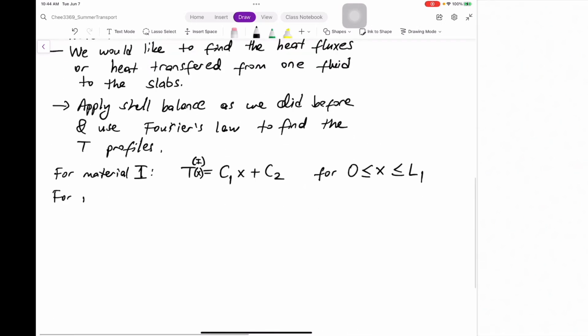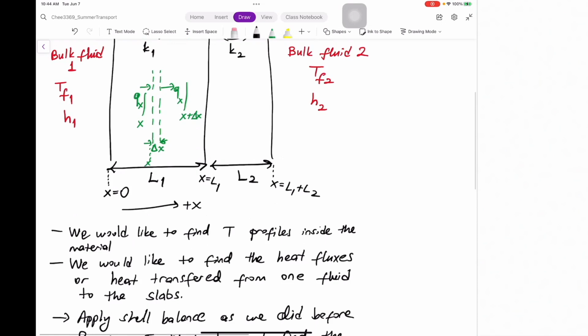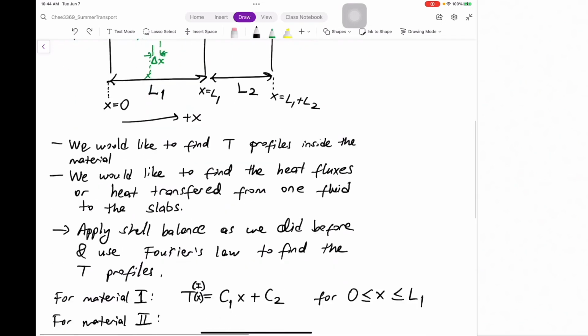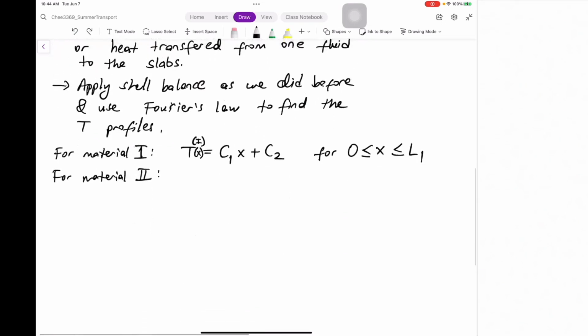Similarly, for material 2, you're going to find exactly the same thing. You can do a shell balance, write down the Q's, and so on and so forth. But you're going to find exactly the same formula, and only the boundary conditions are going to be different. So that's why I'm keeping the C1 and C2 there. So T(x) for material 2 is equal to, let's call it, D1x plus D2.